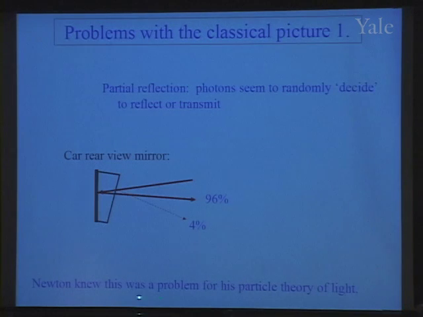So Newton actually was aware that this was a problem for his particle theory of light, but he didn't know how to get around it, and quantum mechanics didn't come along to explain it for another couple of hundred years.